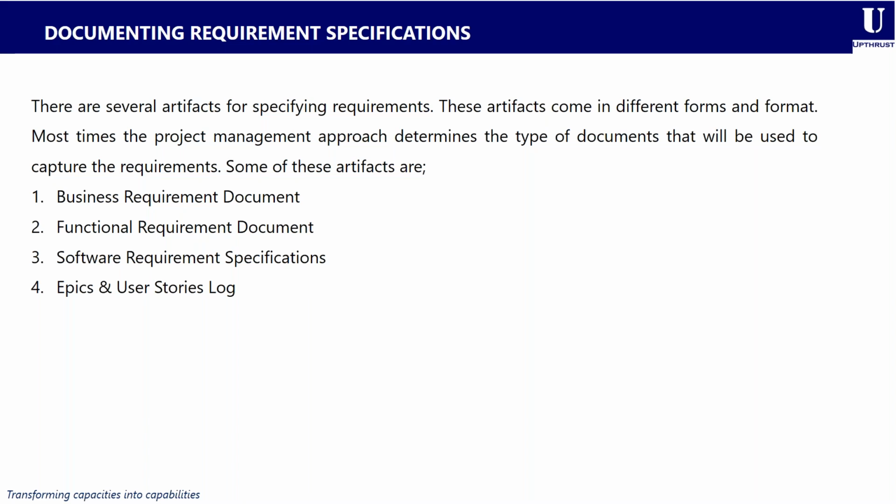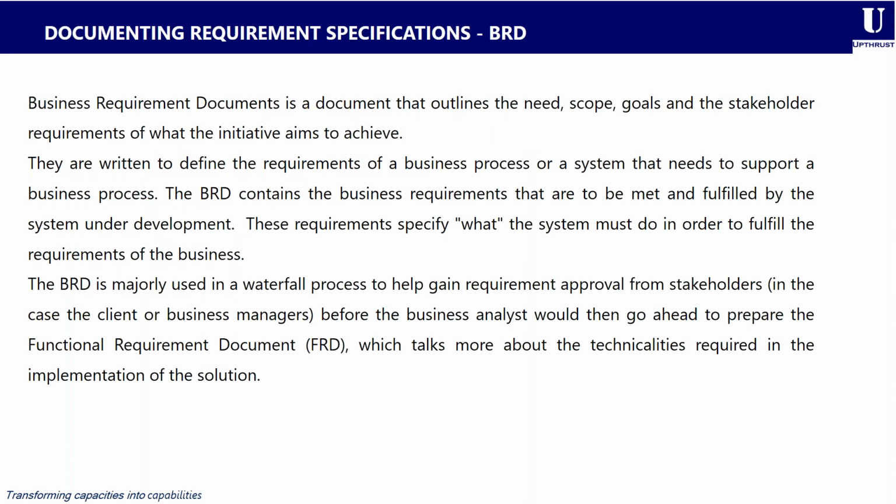Some of these artifacts used to capture requirements are the BRD, which is the business requirement document, the FRD, known as the functional requirement document, the SRS, which is the software requirement specification, and also the epics and user stories log. There are different other requirements documentation or requirement artifacts that are used to capture both stakeholder and solution requirements. So let's take a look at the business requirements document, which is BRD. A BRD is a document that basically outlines the need, the scope, the goals, and stakeholders' requirements of what the initiative aims to achieve. They are basically written to define the requirements of a business process or a system that needs to support a business process.